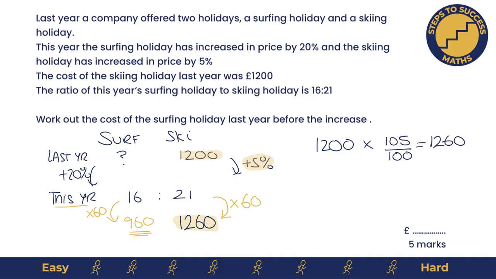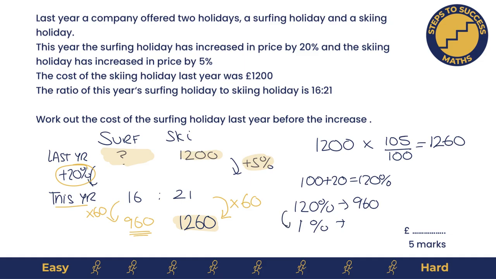But I still want to work out last year's price before the increase. So you know the surfing increased by 20%. So you had 100%, you increased it by 20%, so that's 120%, and we've worked out that that costs 960. So now let's find 1%. We can divide it by 120. So that's 8. And then to find 100%, we can multiply by 100. So 800. So originally, the surfing holiday cost £800.